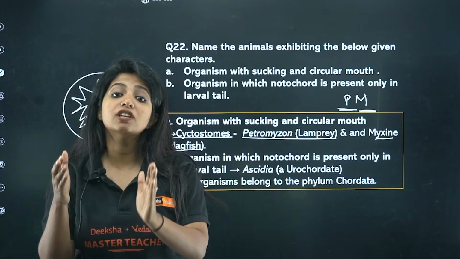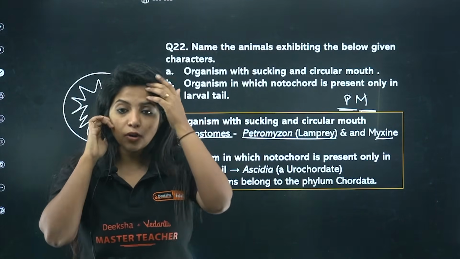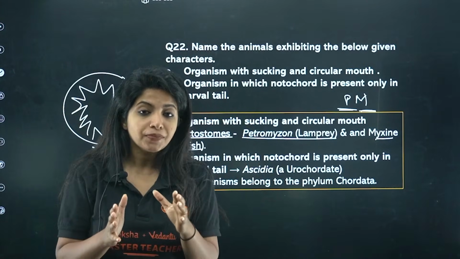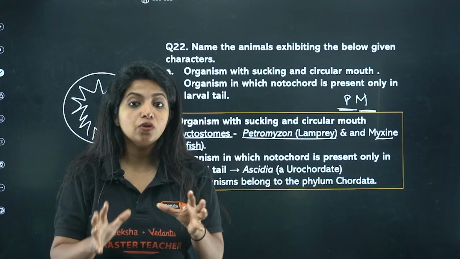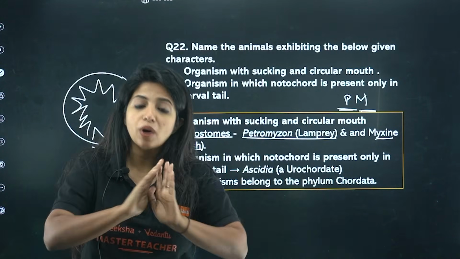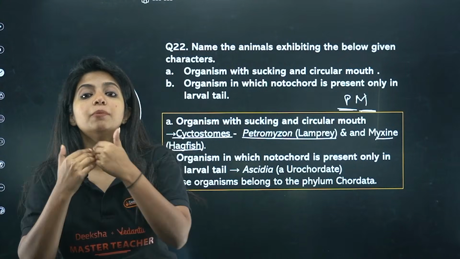Now going ahead, you have cephalochordata. Cephalo means head. Cephalochordata means those are organisms which have the notochord from the head to the toe region, and my dear children, they have the notochord throughout their lifetime, not just in the larva.